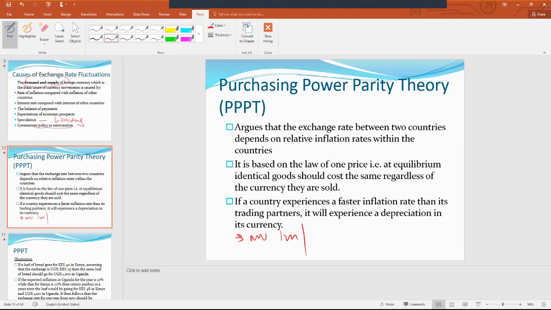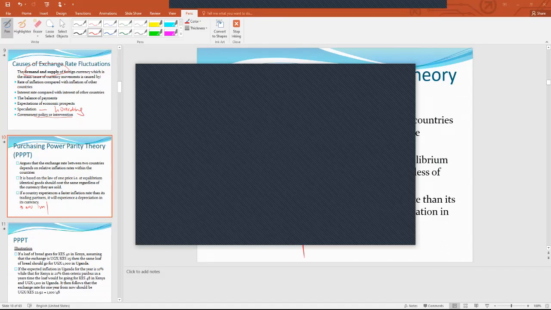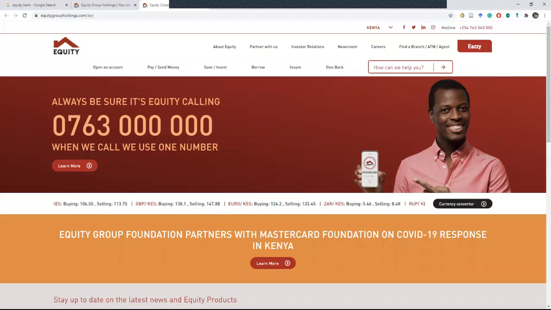And the rate today, I'm not sure what the rate today is. Let's go to the spot market. I'm sure if we go to Equity Bank, we'll see what rates they are giving the customer, Uganda shilling versus Kenya shilling.